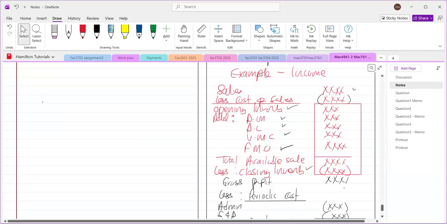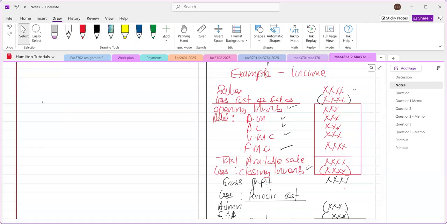It only looks different because this is a manufacturing concern. So therefore, we don't have purchases. When you have purchases, it's opening inventory plus purchases less closing inventory. But when you don't purchase but manufacture the units that you sell, you need to replace the purchases with the manufacturing costs, which is your direct material, direct labor, variable manufacturing, and fixed manufacturing overhead costs.